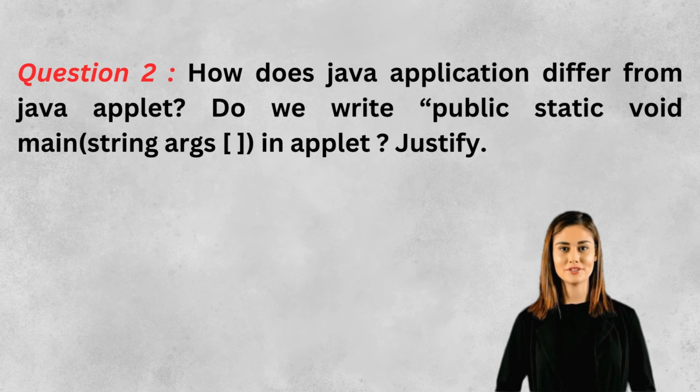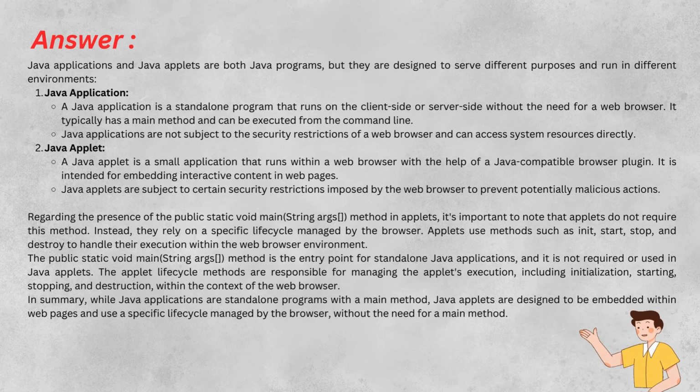Question 2. How does Java application differ from Java applet? Do we write public static void main, String args, in applet? Justify. Java applications and Java applets are both Java programs, but they are designed to serve different purposes and run in different environments. Java application.